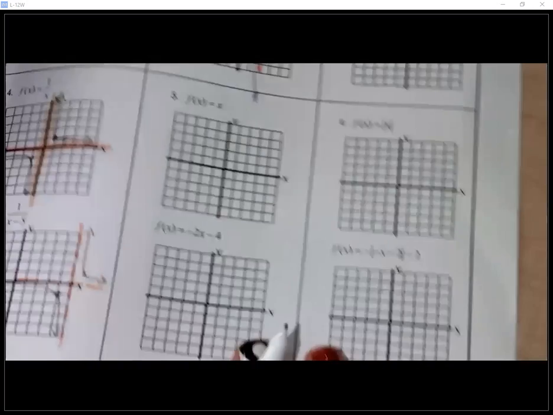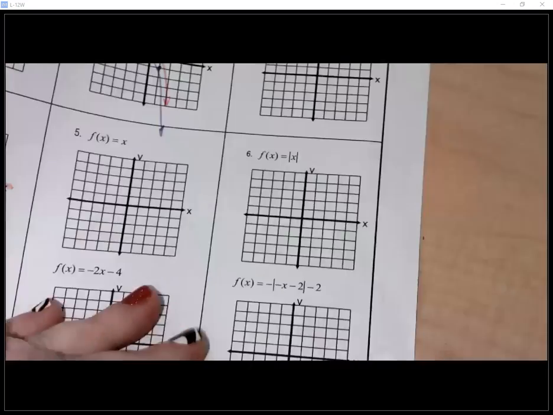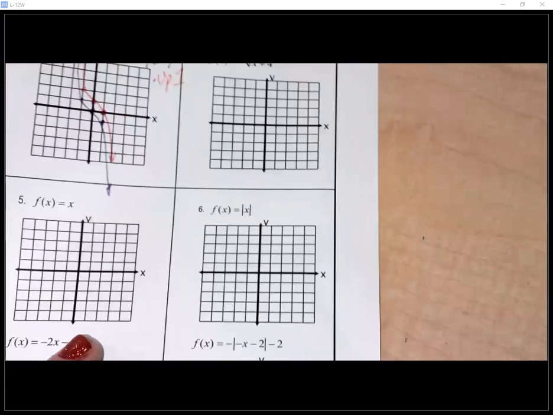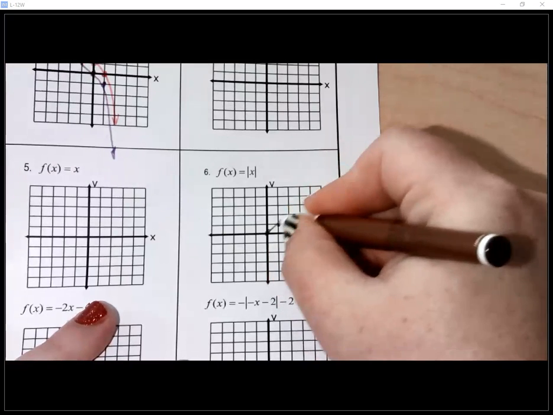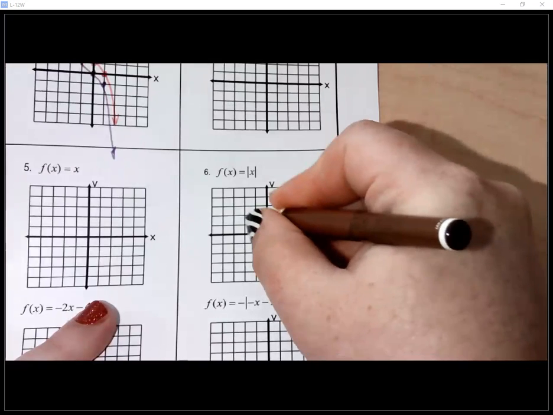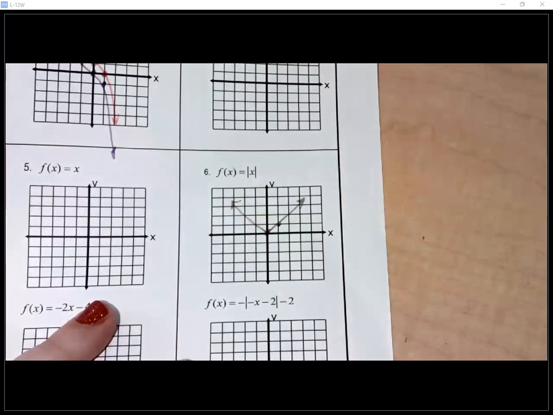6. You guys know the parent function of this one, nice and easy. We've done a couple of these. That's just the V-shape with vertex at the origin. There you go. All right, now let's talk about all these things happening down here.